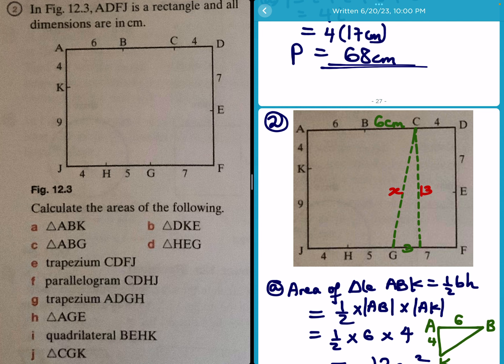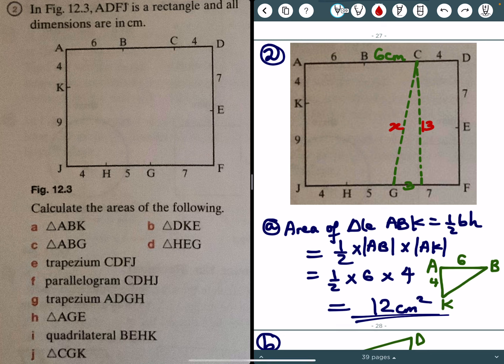How do we calculate the area of triangle ABK? Let me mark it for you here. In this question, this is triangle ABK. So the base is 4 and the height is 6. Half base times height will give you the area of triangle ABK: 12 centimeters squared. I've drawn it here, so you check that very well to see.